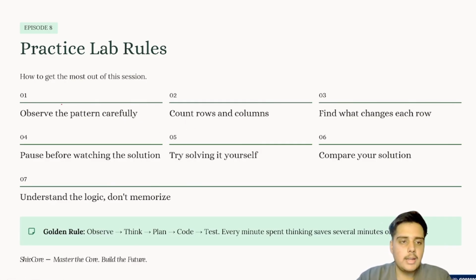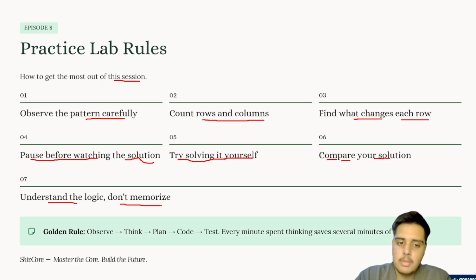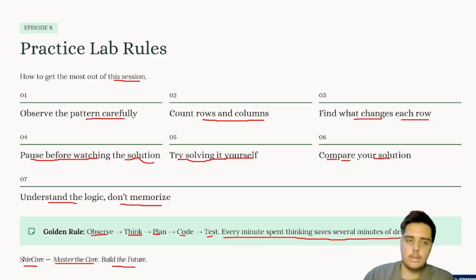So, the practice lab rules: how to get the most out of this session. Observe patterns carefully. Count rows and columns. Find what changes each row. Pause before watching the solution. Try solving it yourself. Compare your solution. Understand the logic, don't memorize. Golden rule for you: observe, think, plan, code, test. Every minute spent thinking saves several minutes of debugging. Shivcore, master the core, build the future.